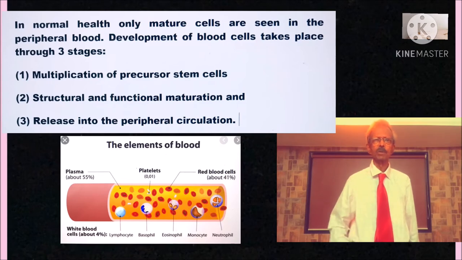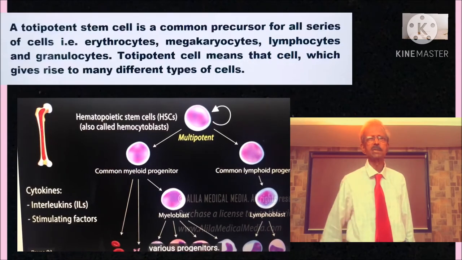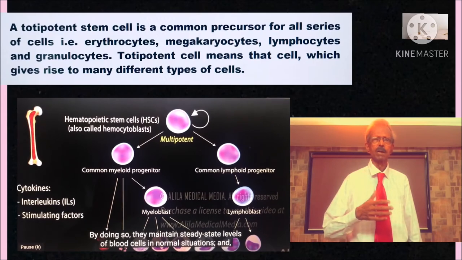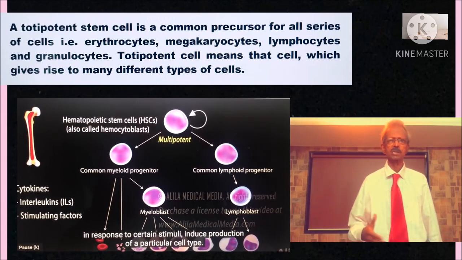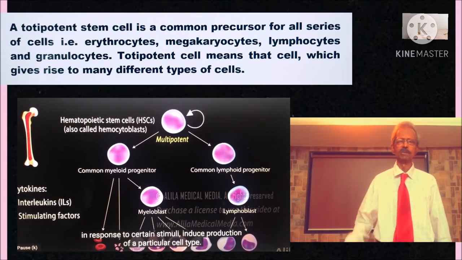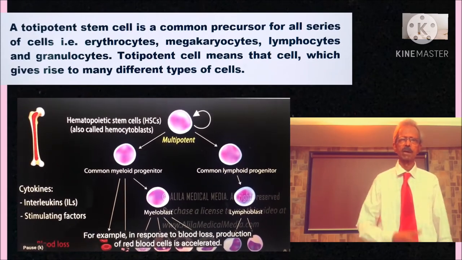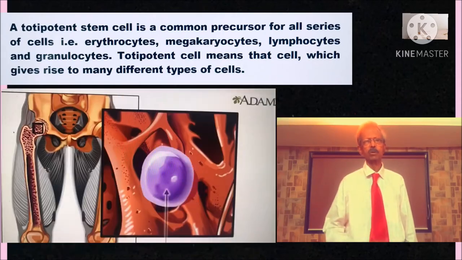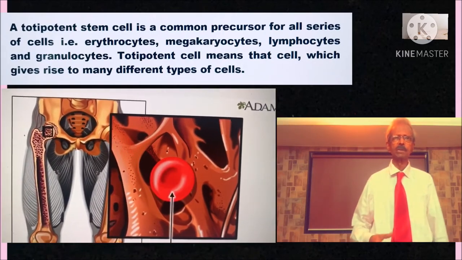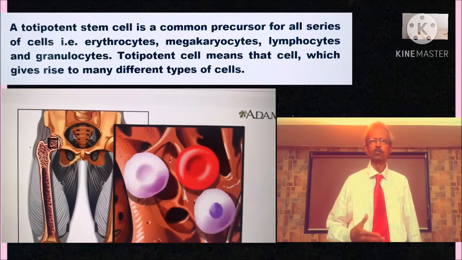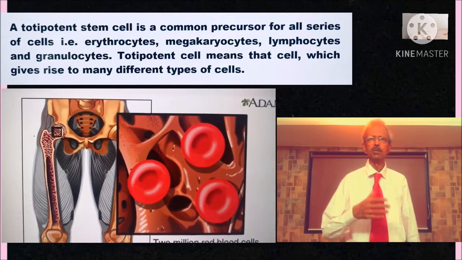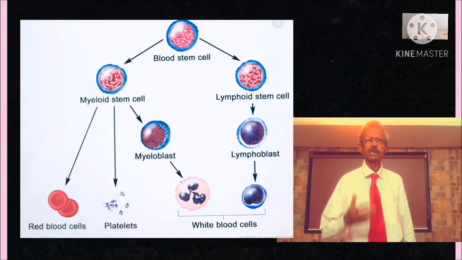Development of blood cells takes place through 3 stages. 1. Multiplication of precursor stem cells. 2. Structural and functional maturation. And 3. Release into peripheral blood circulation. A totipotent stem cell is a common precursor cell for all series of cells, that means erythrocytes, megakaryocytes, lymphocytes and granulocytes. Totipotent cell means that cell which gives rise to many different types of cells.